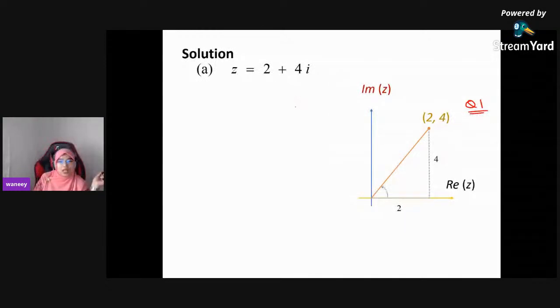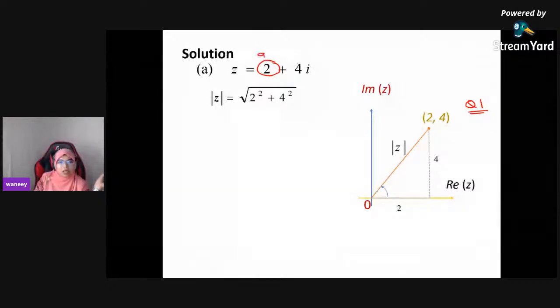Okay, so now let us calculate our modulus of z. From the formula, the modulus should be the square root of a squared plus b squared. The a is 2, and this is your b, 4. So that means we have the square root of 2 squared plus 4 squared. And then 2 squared is 4, 4 plus 16, so this is equal to the square root of 20.